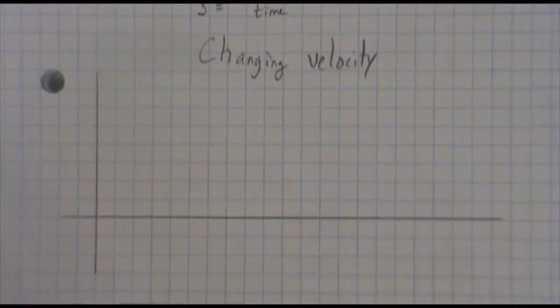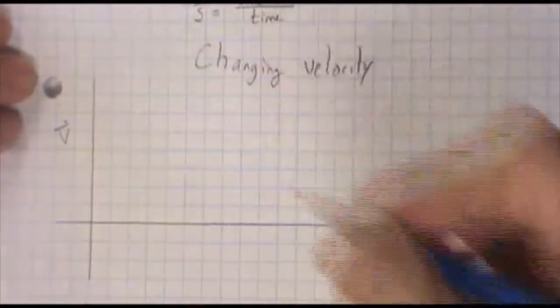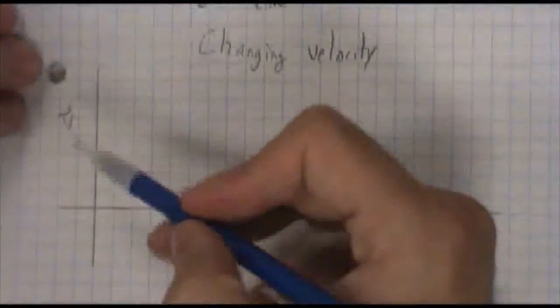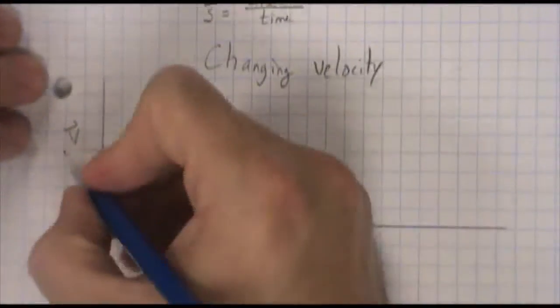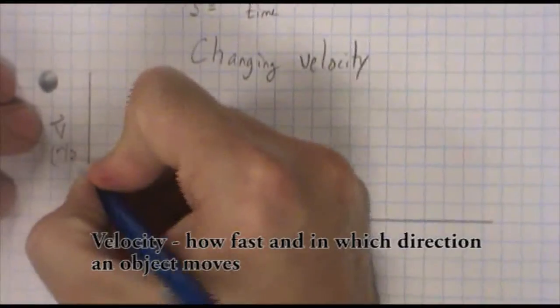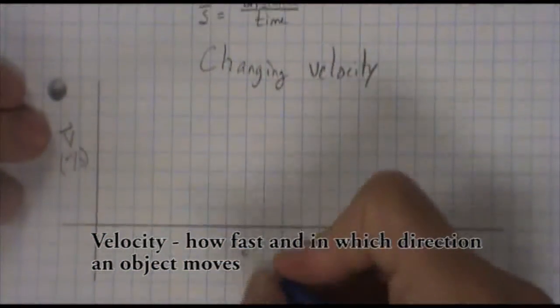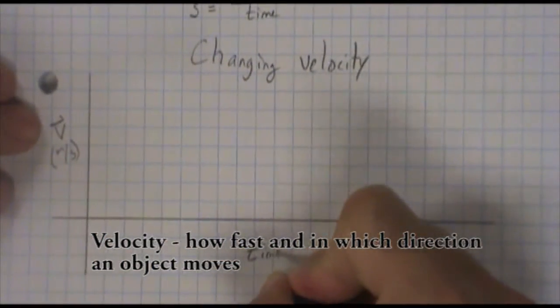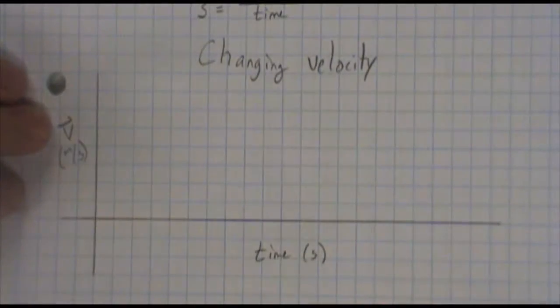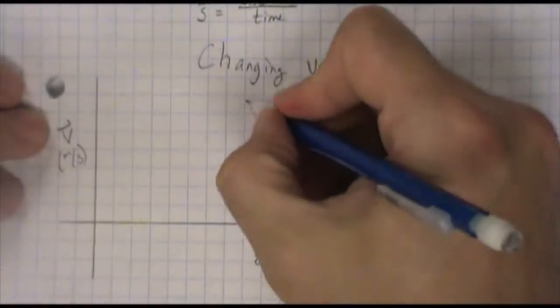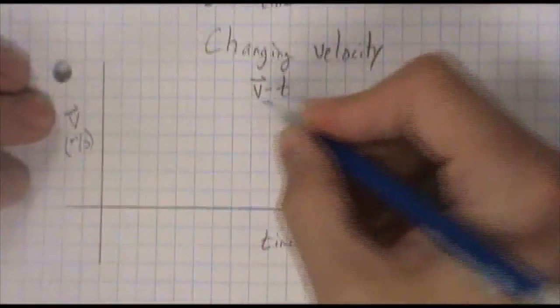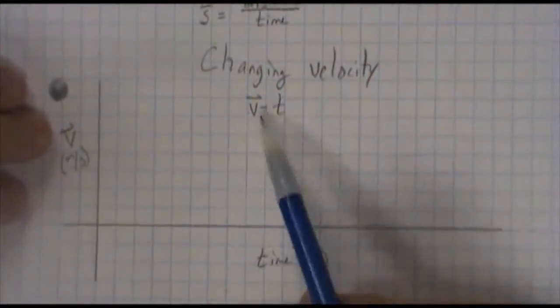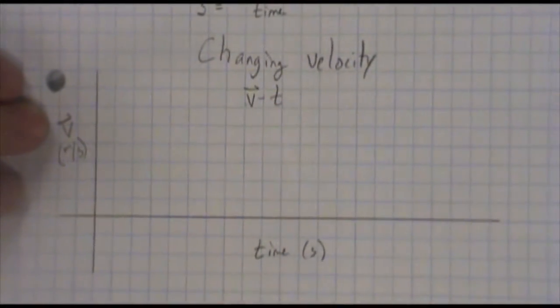So we're going to start out with a very simple graph, but this time we're going to plot our velocity. How fast and in which direction is the object moving? We're going to use our units, meters per second. We're going to plot that against time in seconds. This is a velocity time graph. Velocity versus time. How does the velocity vary in time?